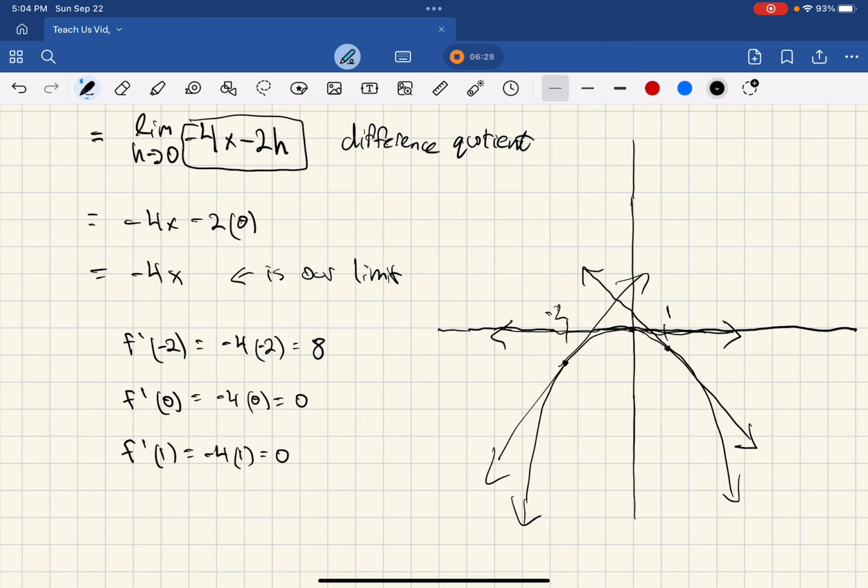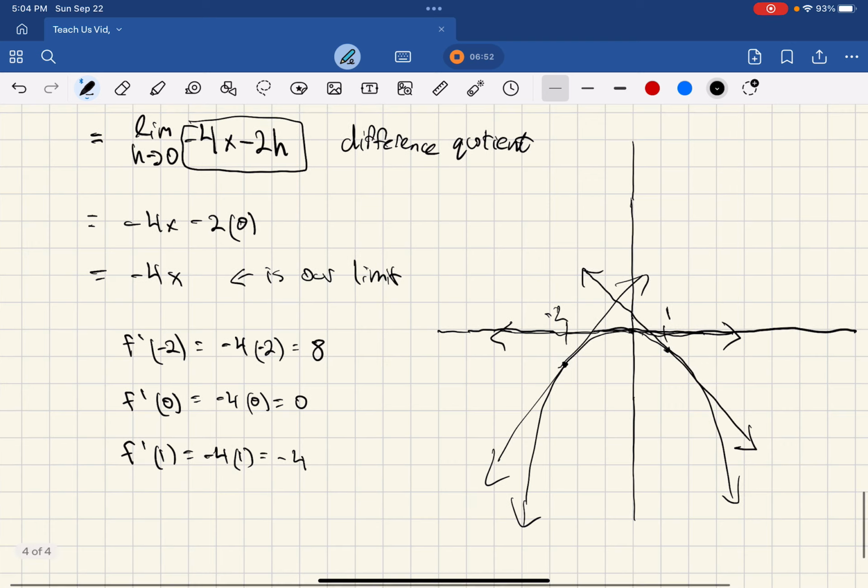Oh, I made a mistake. Negative 4 times 1 is negative 4. So for the tangent line, when x equals 1, the slope of this tangent line is going to be negative 4. And yeah, that's it.